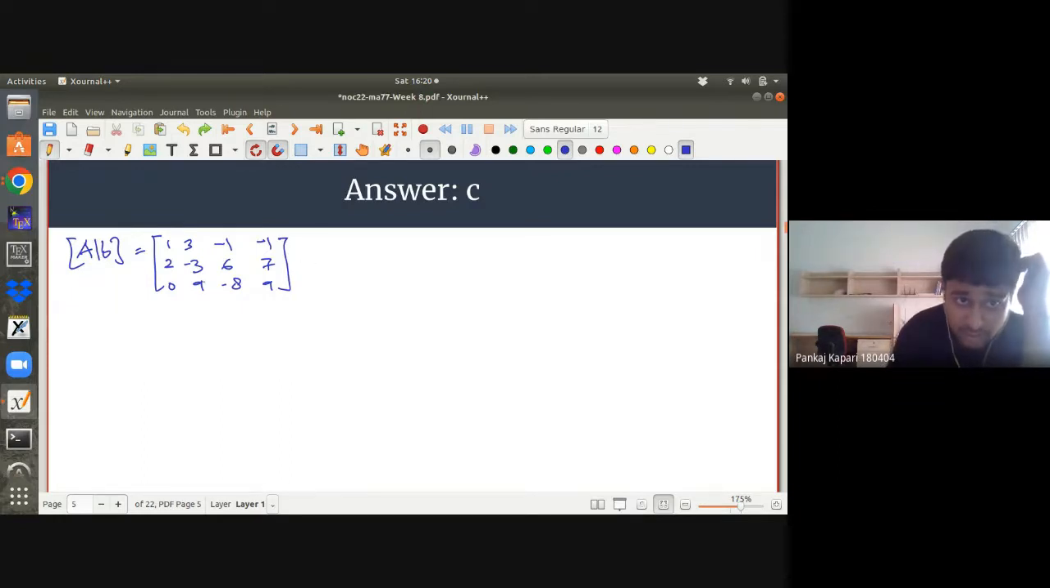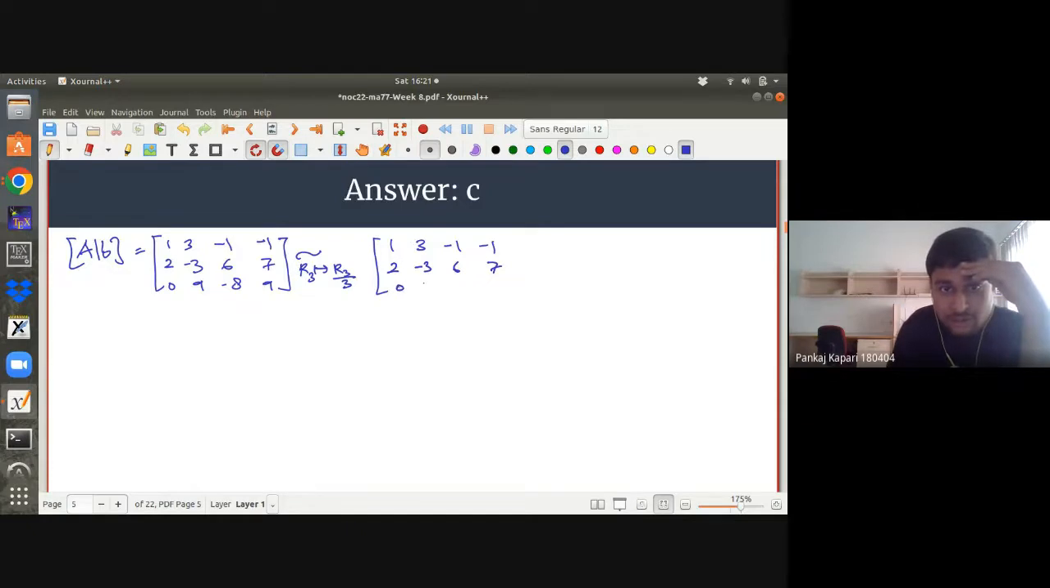Okay, how to make this thing 0? What we'll do, we divide this particular row by 3, because this is 9, if you divide by 3, this will become 3, then we can add these two rows so that this entry will become 0. So let's first divide R3 by 3. What we have: 1, 3, -1, -1; 2, -3, 6, 7; 0, 3, -8/3, and this is again 3.